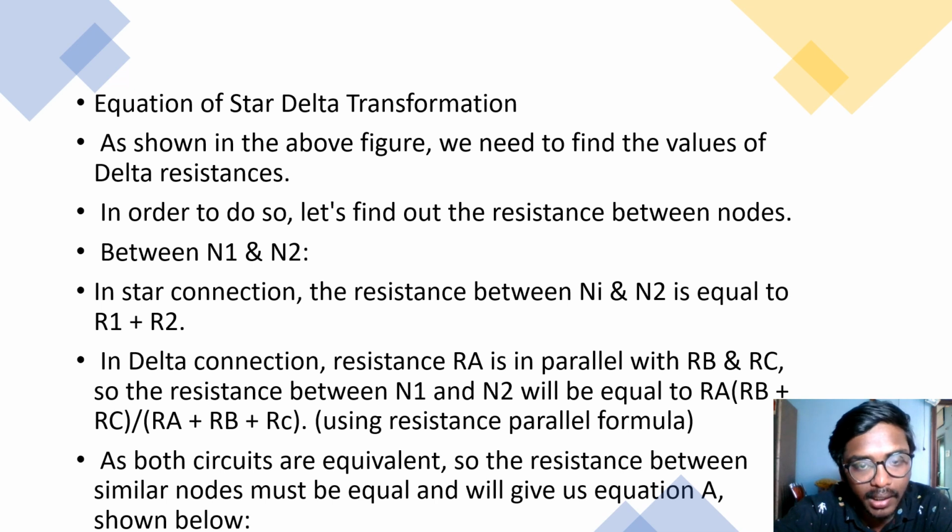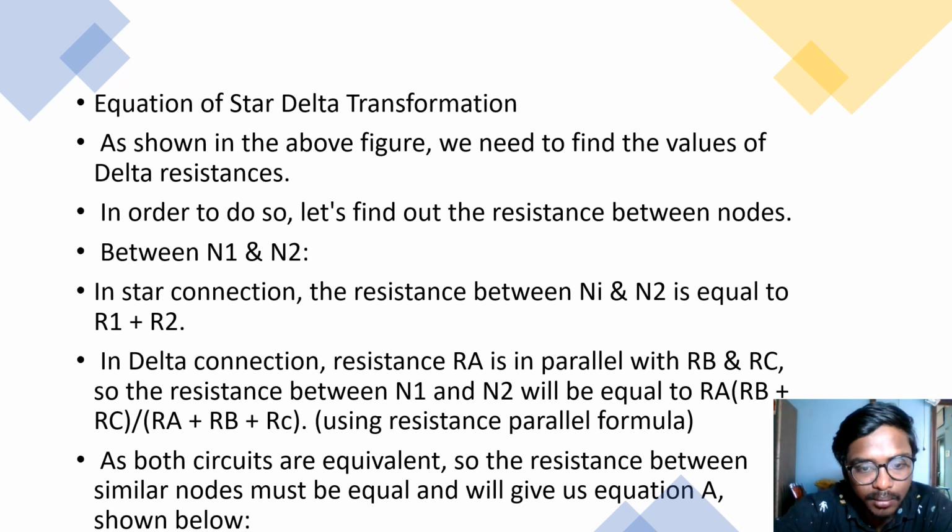Equation of star-delta transformation. As shown in the above figure, we need to find the values of delta resistance. In order to do so, let's find out the resistance between nodes N1 and N2. In star connection, the resistance between N1 and N2 is equal to R1 plus R2. In delta connection, resistance Ra is in parallel with Rb and Rc.